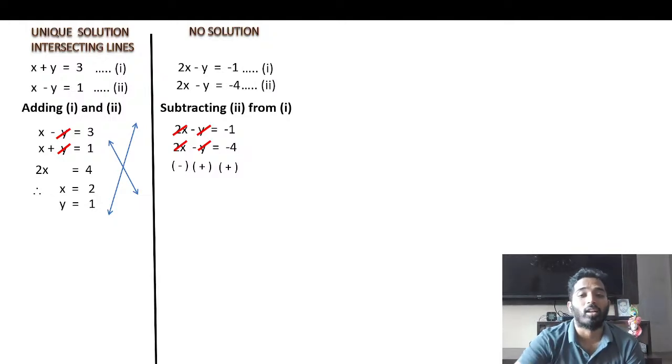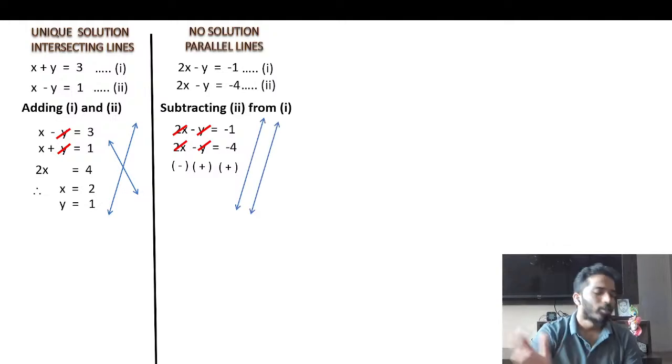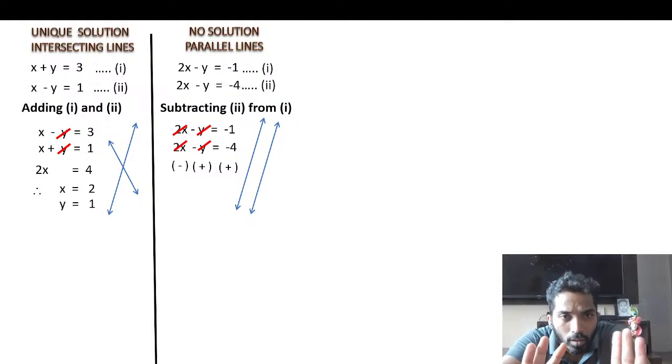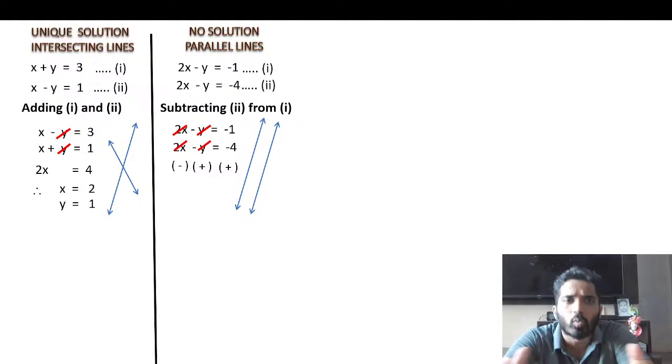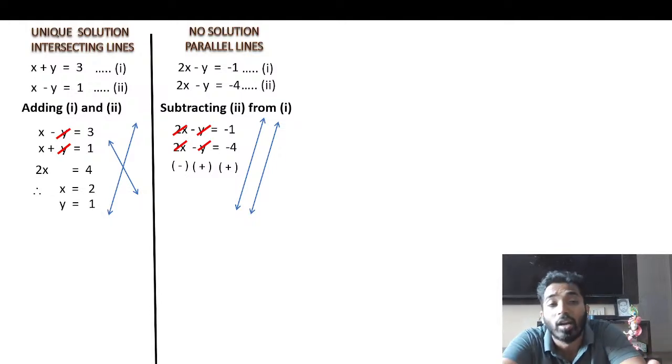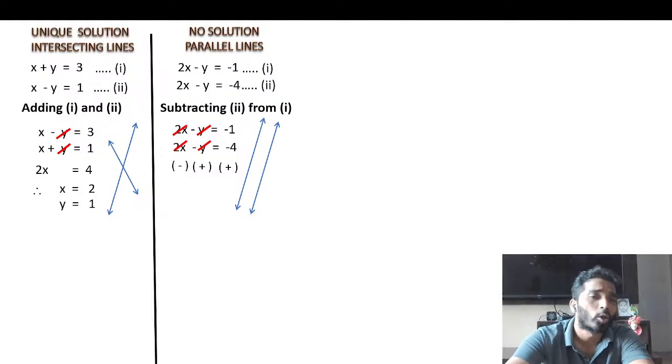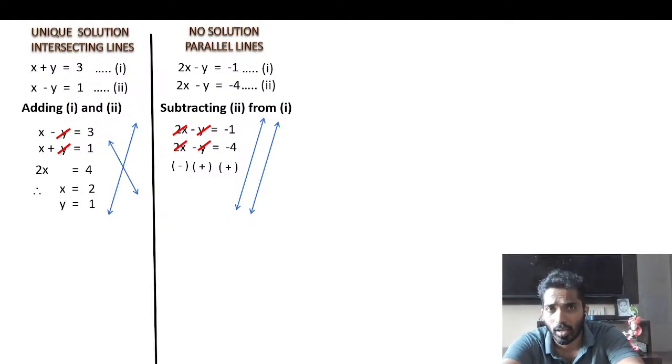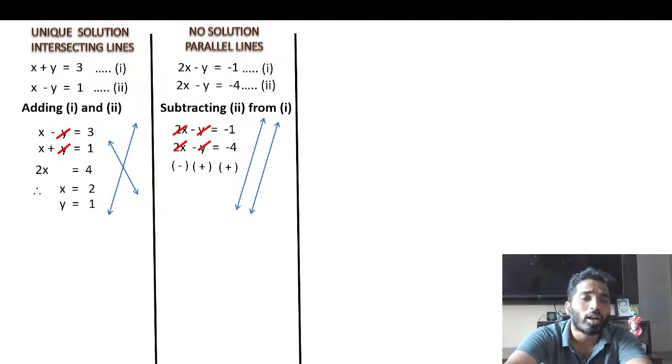It will be parallel lines. Since it has no solution, try to understand solution in linear equation means intersection. If there is one intersecting point, it has one solution. If it has two intersecting points, it has two solutions. For linear equations, two intersecting points is not possible. Parallel lines, no solution.